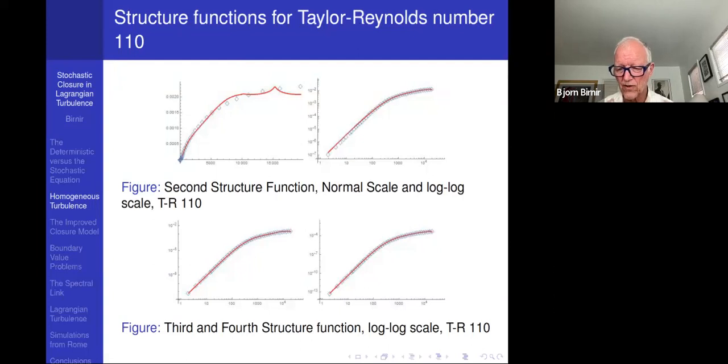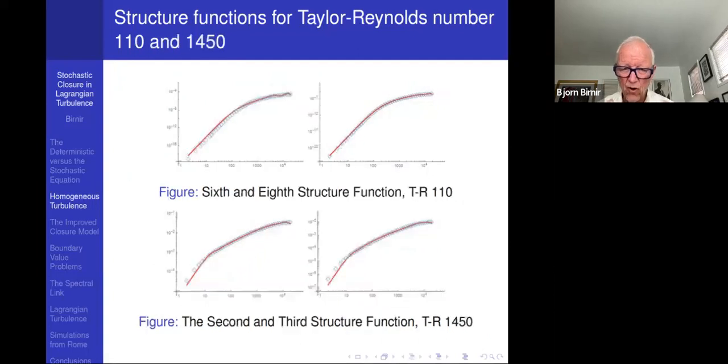This is at low Reynolds number. And then if you go to a much higher Reynolds number, you still see a very good comparison between the theory and the experiments. And you get the structure function as a function of the lag variable.